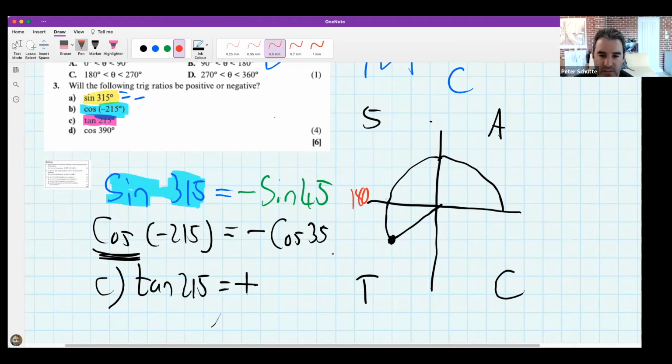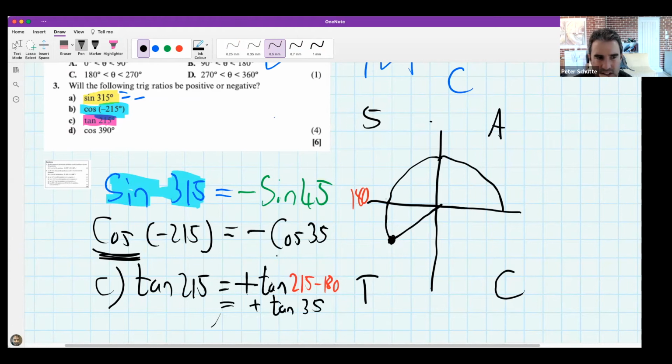Another way of saying it is take 215, the whole angle, and subtract the nearest horizontal. So if I do that, I'm going to get 215 minus 180. And then the trig ratio is just going to be tan because it's off the horizontal. So the final answer would be the tan of 35, positive the tan of 35.